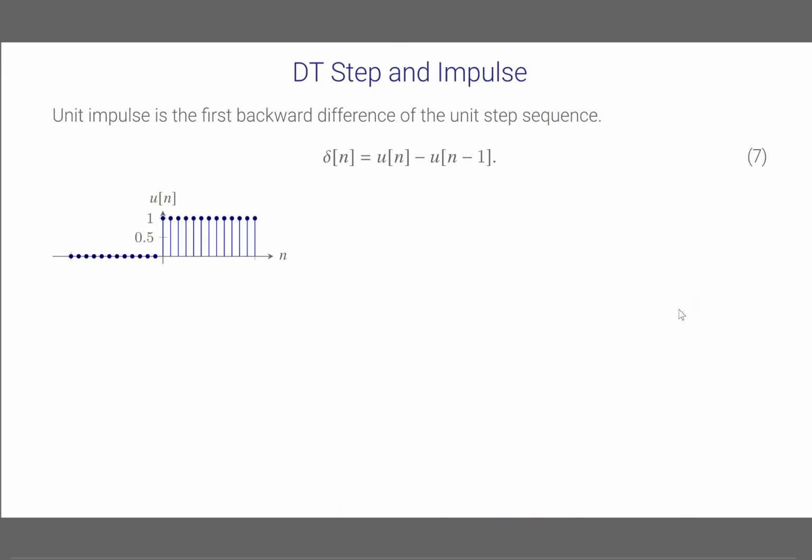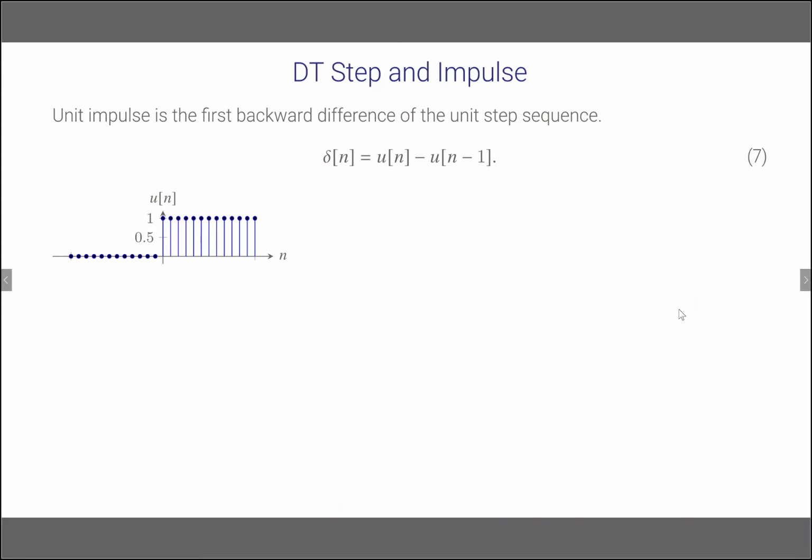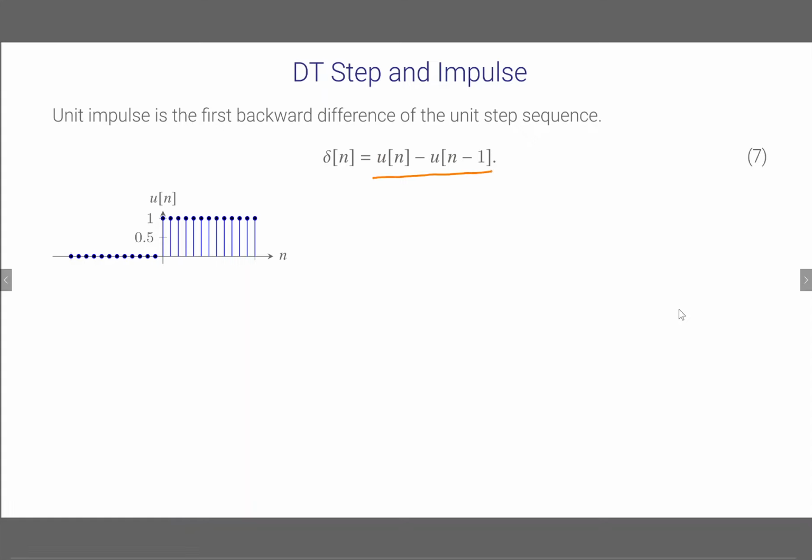All right. Now we have to see the relationship between the discrete time step and the impulse. The unit impulse is the first backward difference of the unit step sequence. So what is the meaning of backward difference? You take u[n] and you have u[n minus 1] and you subtract. So this is called the backward difference. If you want to think about the forward difference, it is u[n plus 1] minus u[n]. So these are ways of obtaining the derivative of a signal in discrete time.